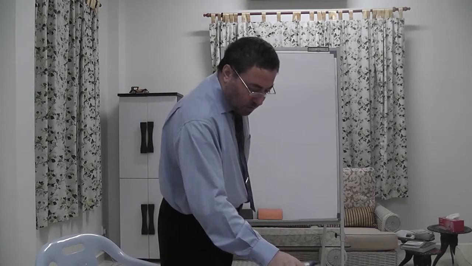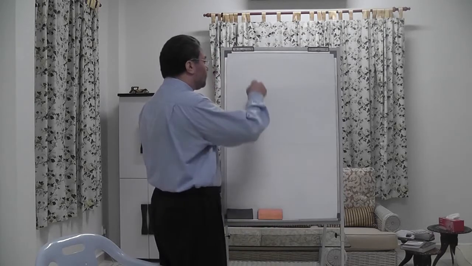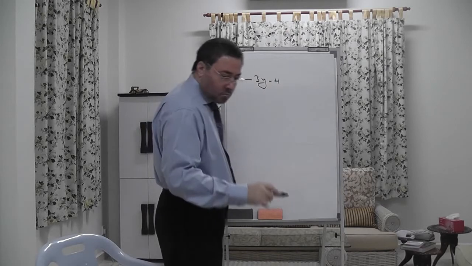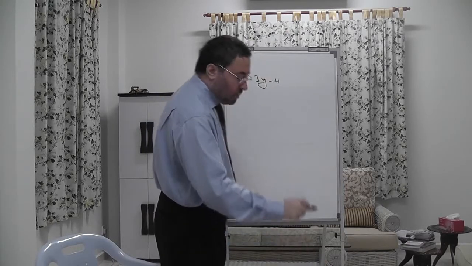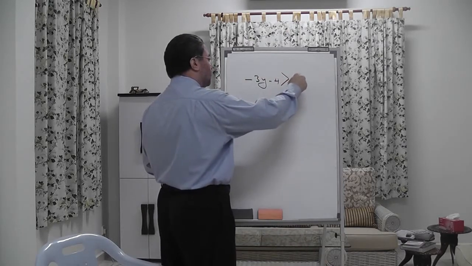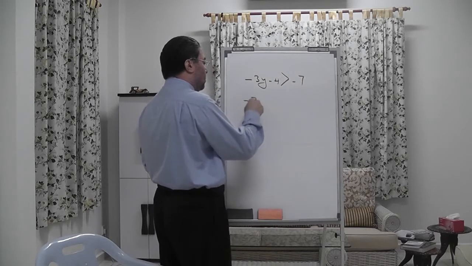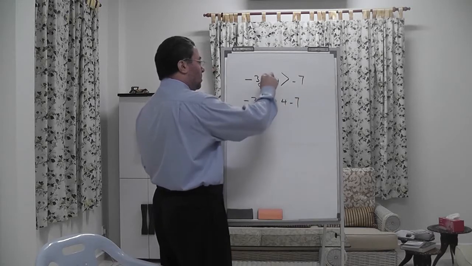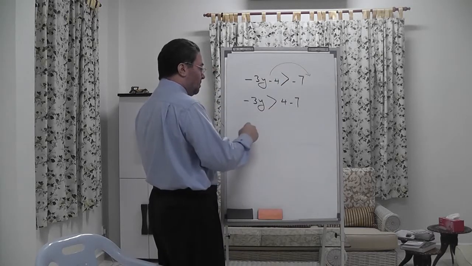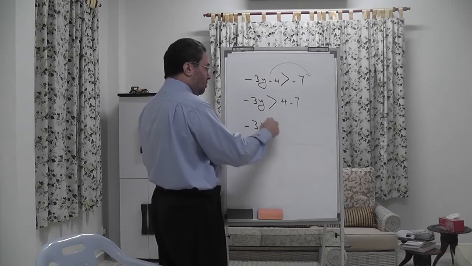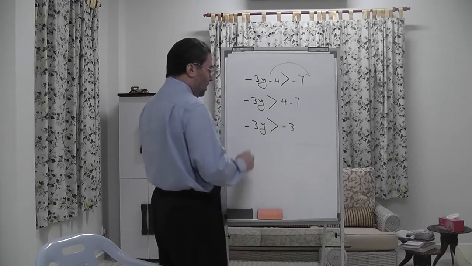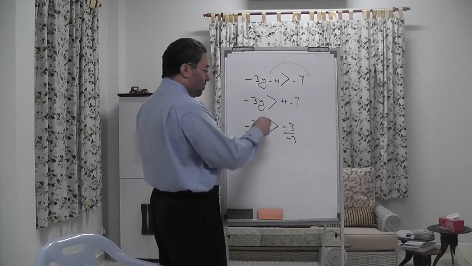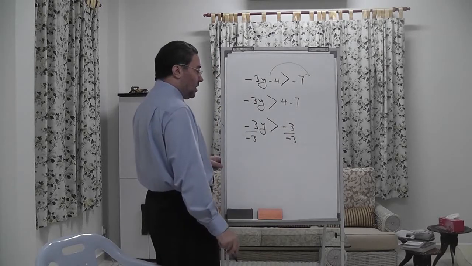Number 8, minus 3y minus 4 more than minus 7. Minus 3y more than 4 minus 7. We take this to the other side, change the sign. Minus 3y more than minus 3. Here we divide both sides by minus 3, and we have to change the inequality sign.